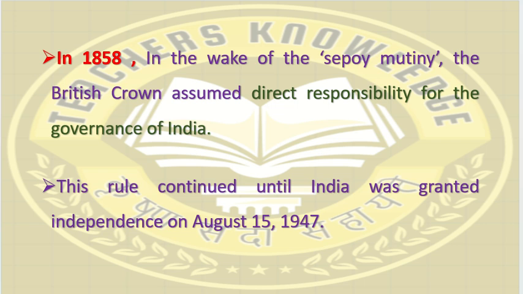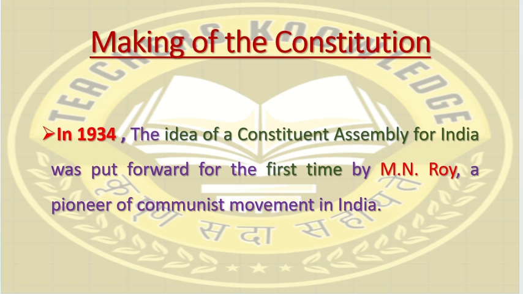Various questions have been asked on it in various examinations. So then we move on to the making of the Constitution. First, in 1934, the idea of a Constituent Assembly for India was put forward for the first time by M.N. Roy, who was the pioneer of the communist movement in India.